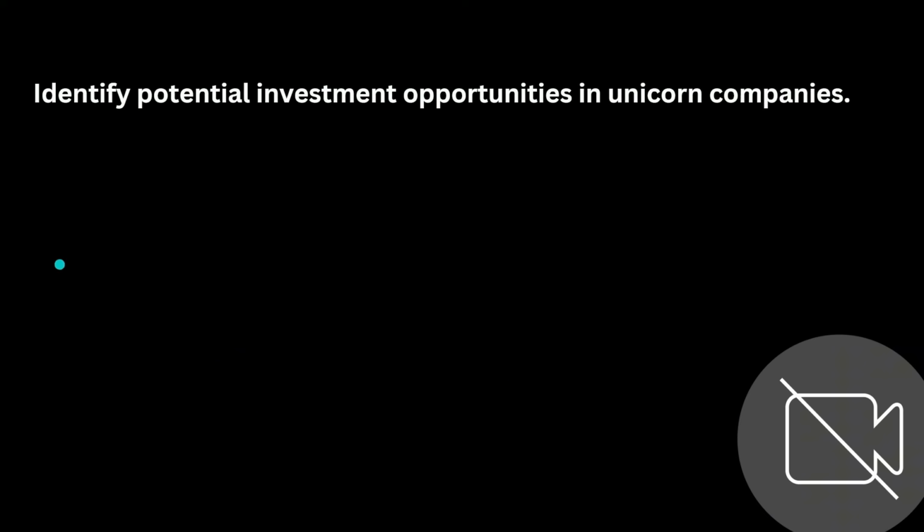Now, the fourth assignment is to identify potential investment opportunities in unicorn companies. Based on the industry-wise valuation and funding chart and the dynamic table showing the investors of each company, identify potential investment opportunities in unicorn companies. Additionally, explore the potential risks and challenges associated with investing in unicorn companies.